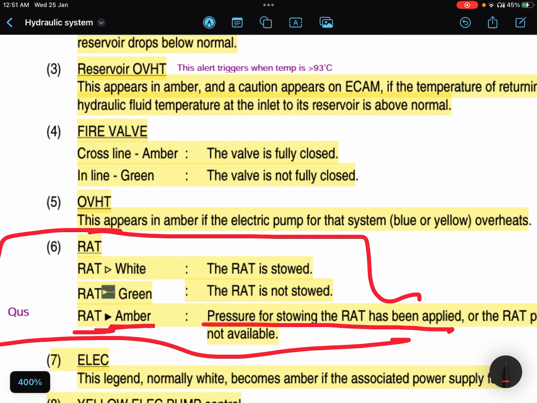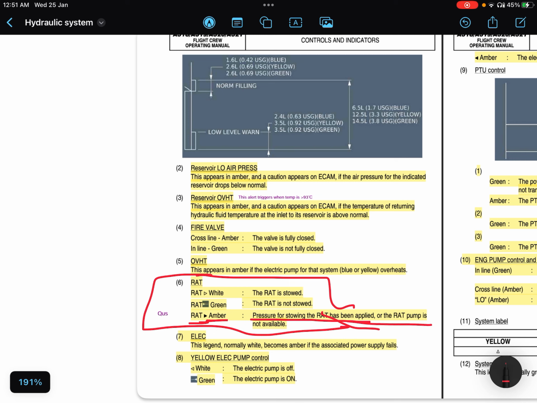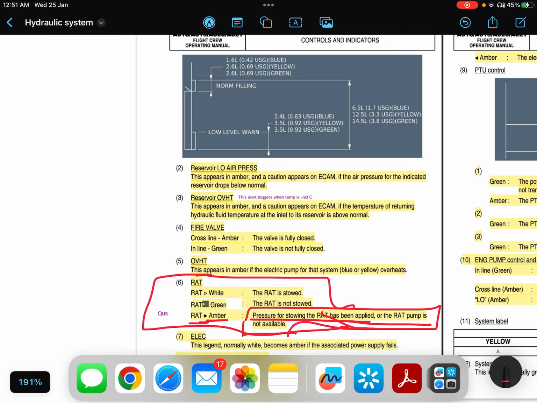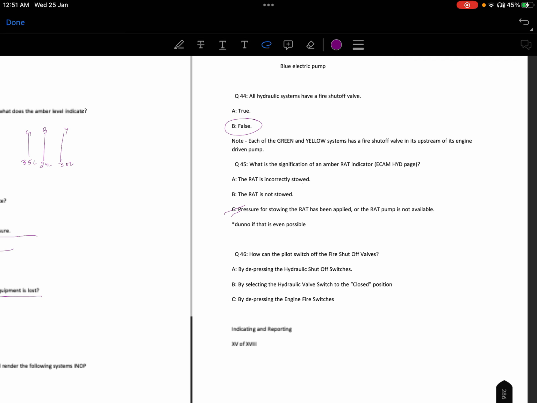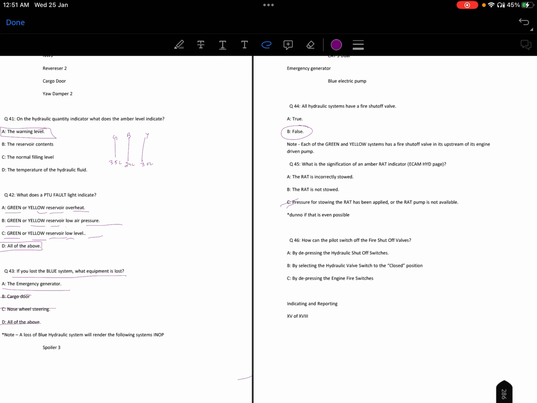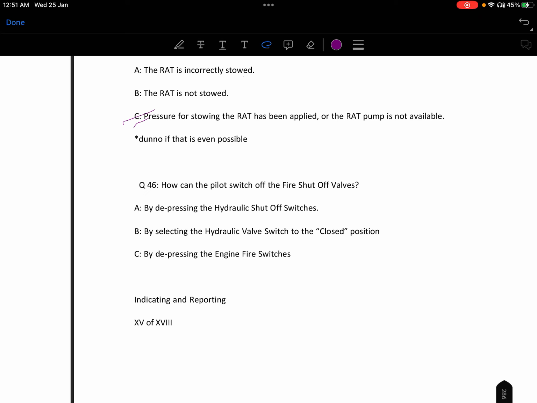So where is that amber red indication? It is number 6. Here is the sixth. So amber red, when the pressure for stowing of the RAT has been applied or the RAT pump is not available. Any of the conditions, either the RAT pump is not available or the pressure has been applied, then this color is in amber.